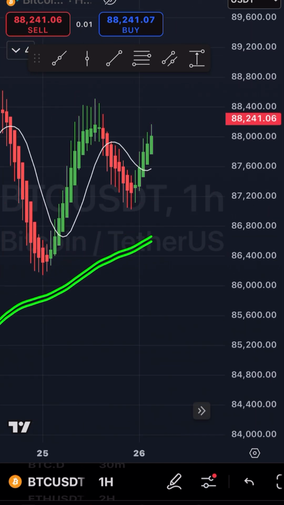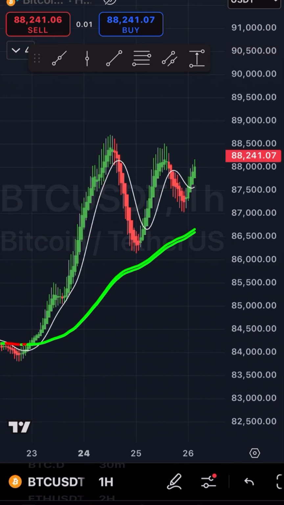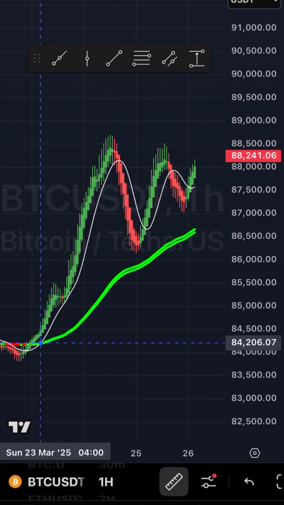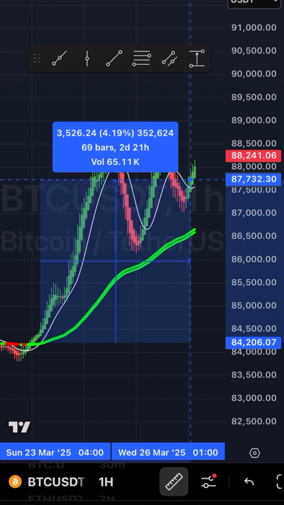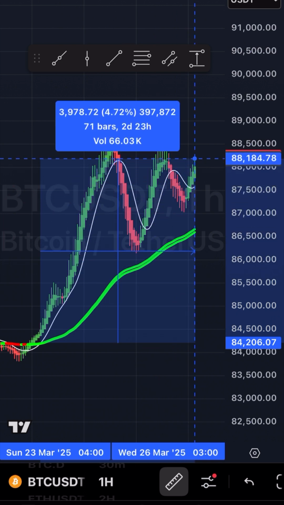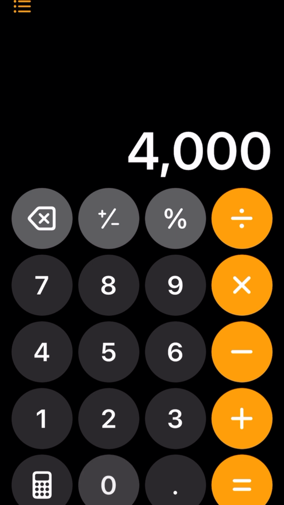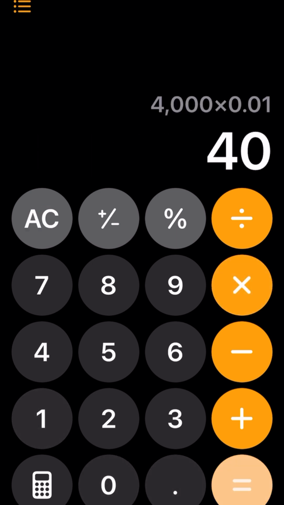Let's get a couple other examples here. If you rode Bitcoin out right here from where it crossed, all the way to where it is now, this is almost a $4,000 move. So if you do your lot size, the move is about 4,000. So if you did this at 0.01, you made $40.